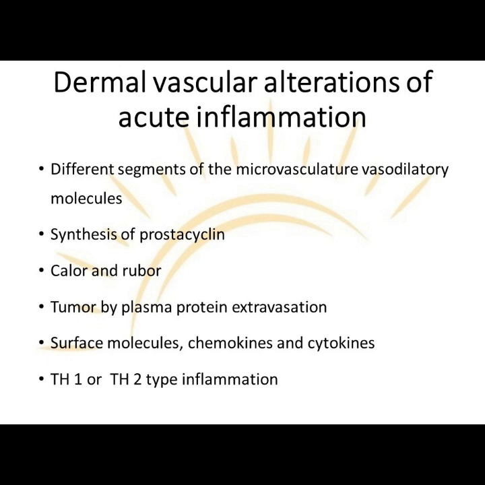Other changes are in the display of surface molecules by the venular ECs that can serve to capture circulating leukocytes. Chemokines may be made by the ECs or may be produced by sentinel cells of the perivascular unit and become displayed on the EC luminal surface.